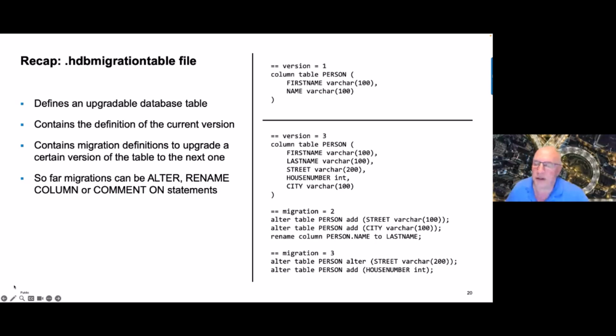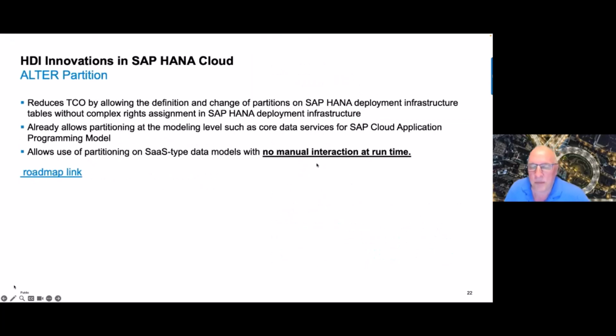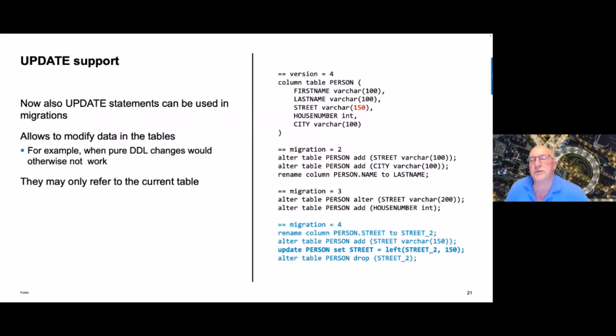Then we have the version 2, where you have added also the street and the city, and you rename person name to person last name. And the third version, which is the second file here, is where you also have the street being enhanced to 200 and the house number is added as well. But now you're coming to a situation where you realize that your street is too long. You are good with 150, so you have to shorten your column, and that's normally not possible.